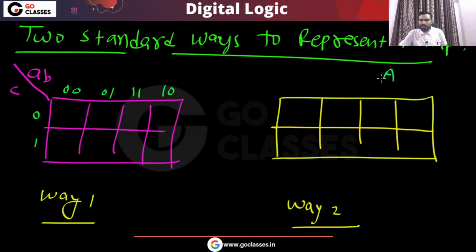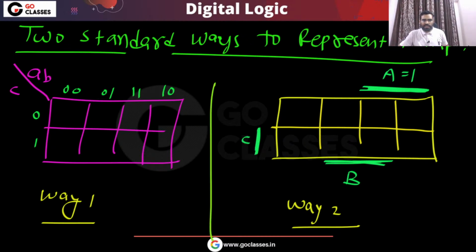So they will write like this, that this is the area of A. Basically, it simply means that here A is 1. Next, here you can notice B is 1. So they will write like this, that here B is 1. And you can notice here C is 1, so they will write that here C is 1.